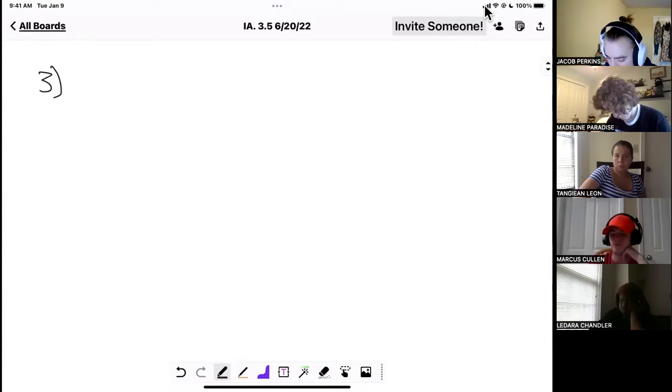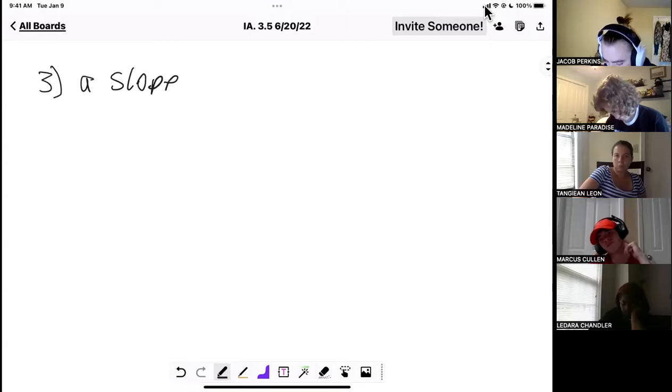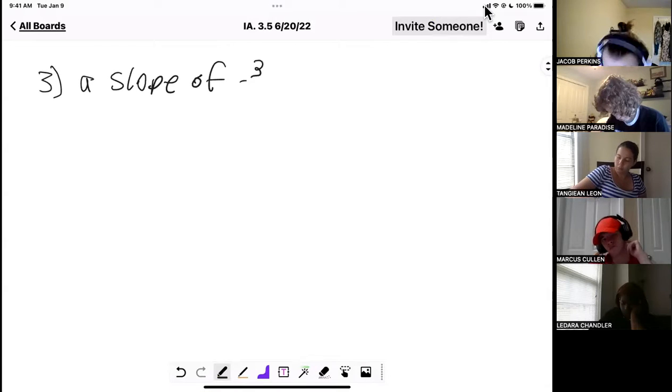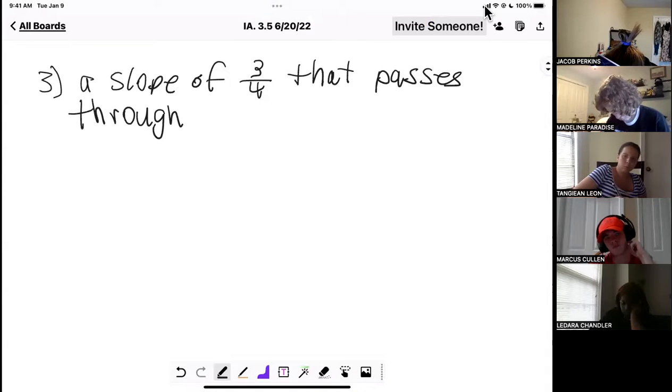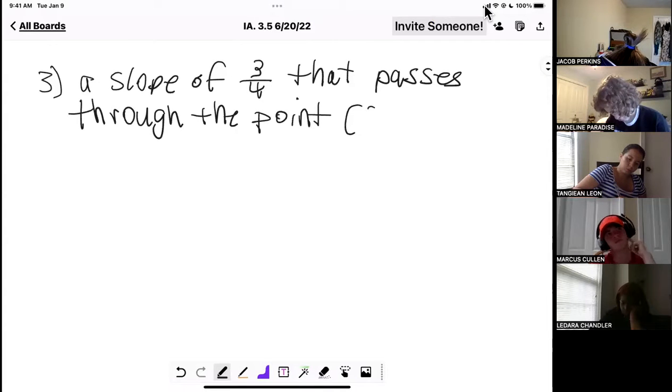Okay, so write the equation of the line that has a slope of 3/4 that passes through the point 8, -2.